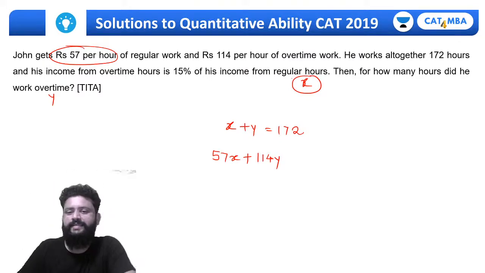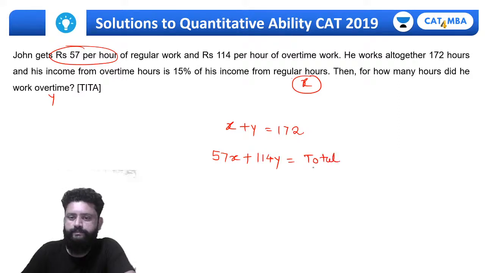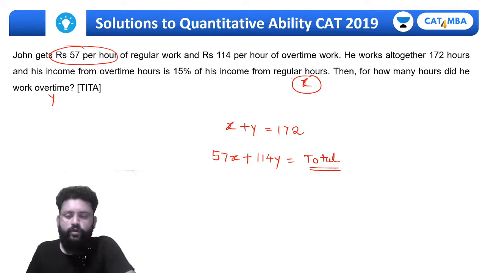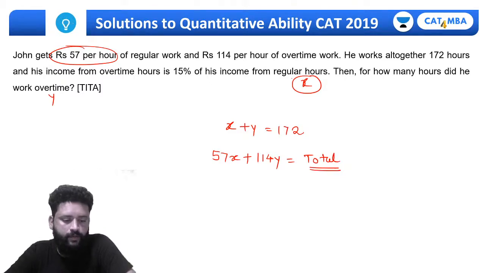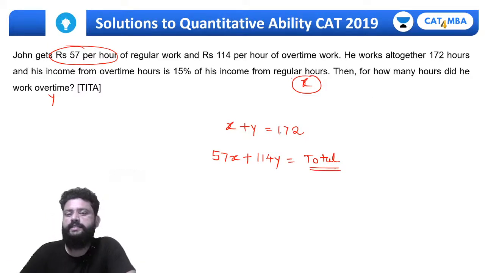For y hours, and this is his total income. Right? Hopefully you understood that. So we don't know what is total. हमें चाहिए ओवर टाइम आवर्स कितने थे, y का वैल्यू कितना है. हाउ टू सॉल्व दिस?